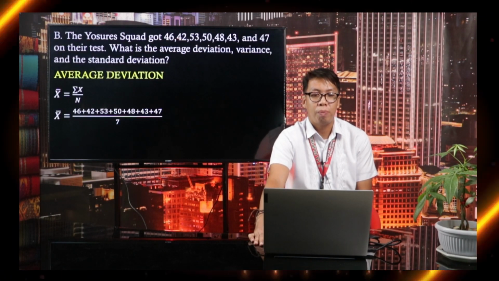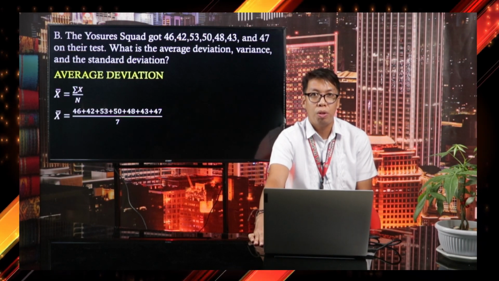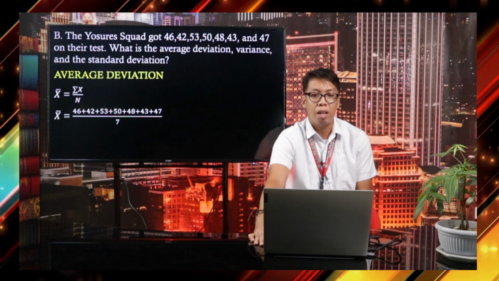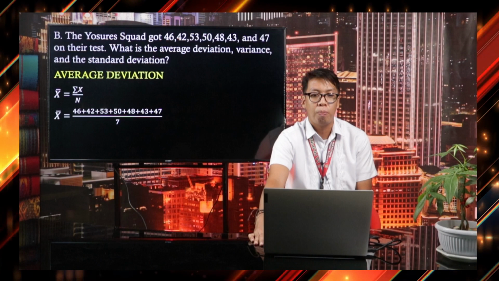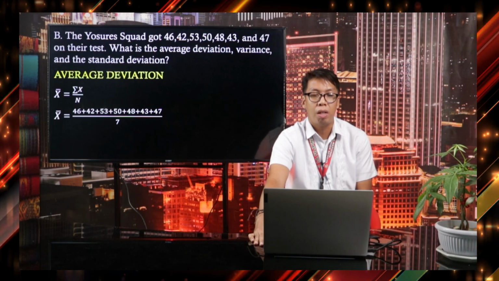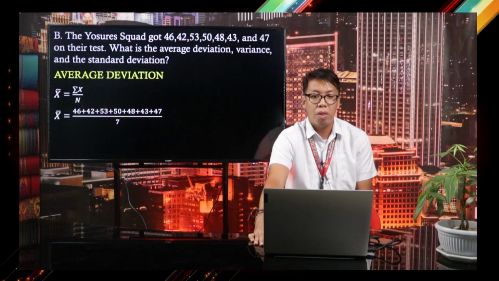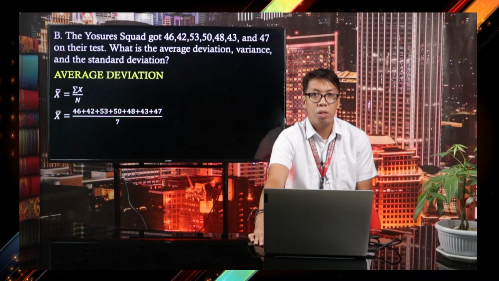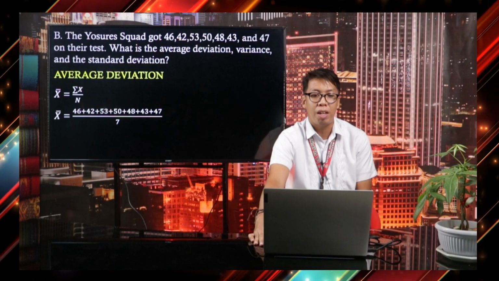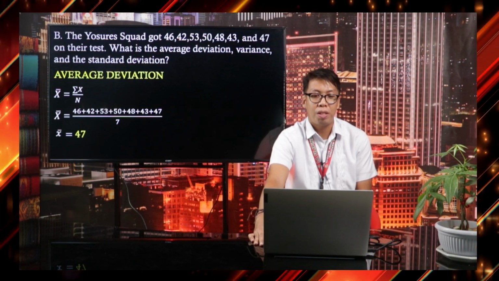For letter B, the squad got 46, 42, 53, 50, 48, 43, and 47 on their test. What is the average deviation, variance, and the standard deviation? So we have 46 plus 42 plus 53 plus 50 plus 48 plus 43 plus 47 divided by 7, that is, okay, the correct answer is 47.